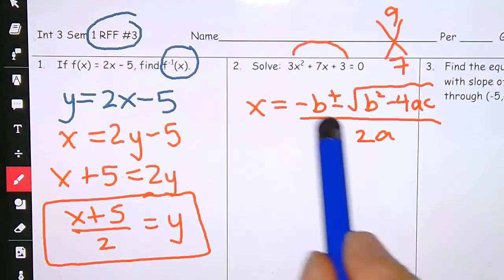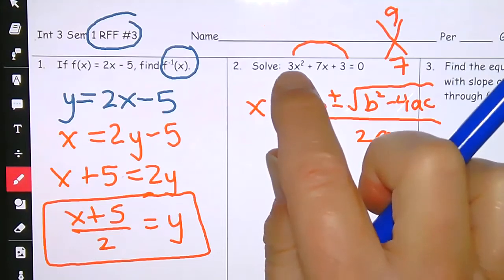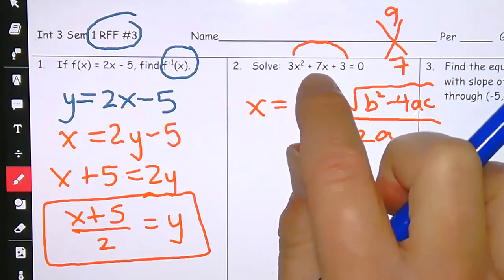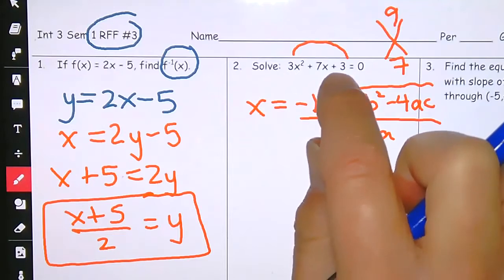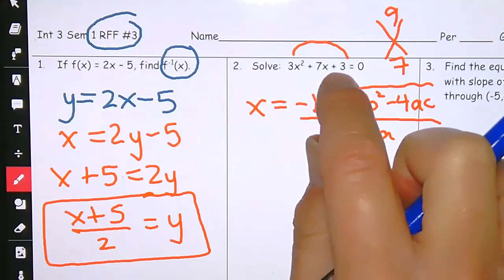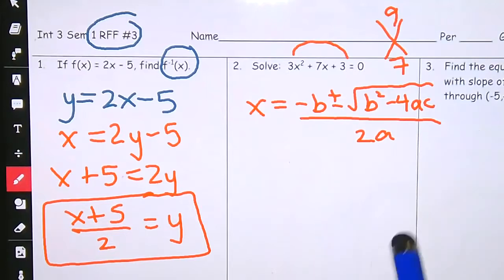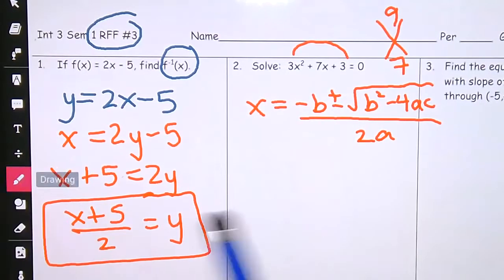And so when you're doing this, your a is the number in front of your x squared, so that's going to be 3. Your b is the number in front of your x, which is 7. And your c is this number 3 here. Now, you only want to decide on your a, b, and c when this is equal to 0. So if this is not equal to 0, you need to make it equal to 0. Okay, so now I'm going to be putting those values in.